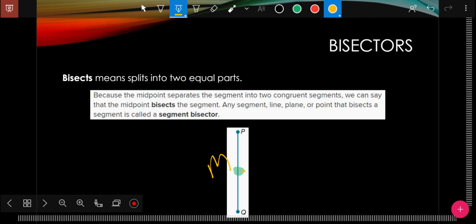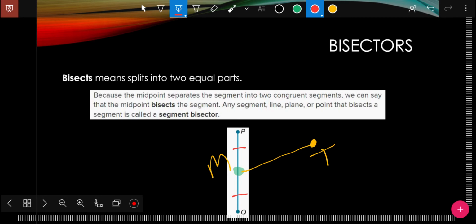However, if that was not a point, but a segment of its own, we'll go MT here. And segment MT is a segment bisector of segment PQ. That still means it splits it up. Or you could say segment MT bisects segment PQ, which means segment PQ is still split into two equal parts. Remember those little tick marks mean congruent, split into two congruent parts.